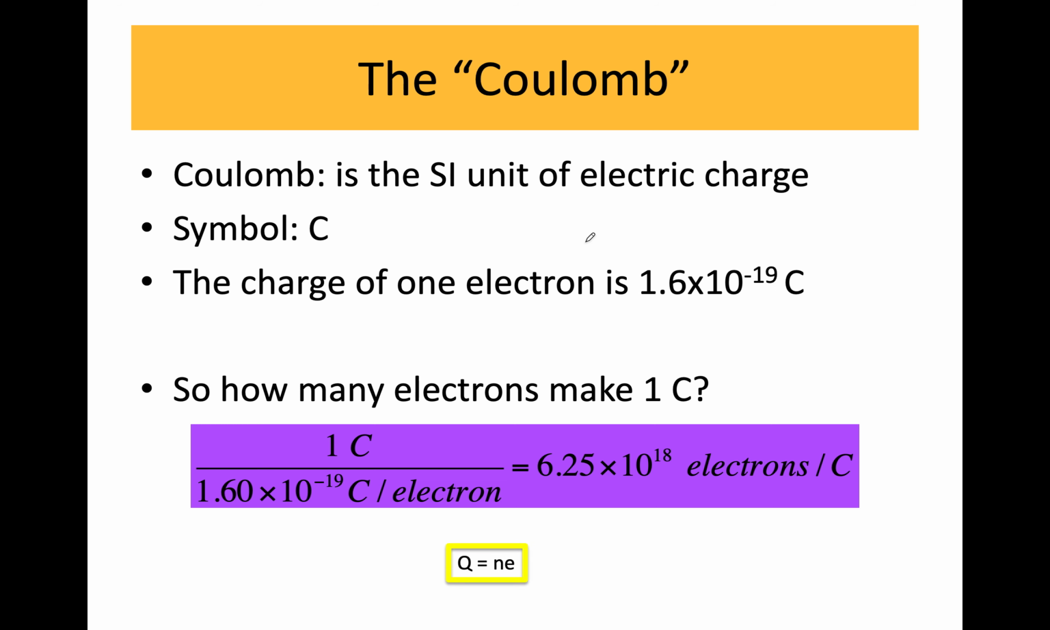The rule we used was Q equals n e. Q is the total charge, n is the number of electrons, and e is just the charge of an electron, which is 1.6 times 10 to the minus 19. 1.6 is fine. You don't have to be specific. 1.60 or 1.602, this is enough.